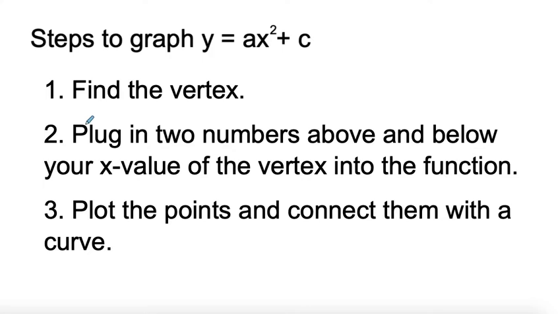So there are going to be basically 3 steps that we follow to graph these. My first step is I'm going to find the vertex. So if you remember, to find your x-coordinate, that's going to be the opposite of b over 2a that we talked about yesterday. And then to find the y, I'm going to plug that into my equation. Next, I'm going to plug in 2 numbers above and below my x value of the vertex into the function. So just 2 above and below whatever number you get here. And then I'm going to plot the points and connect them with a curve.